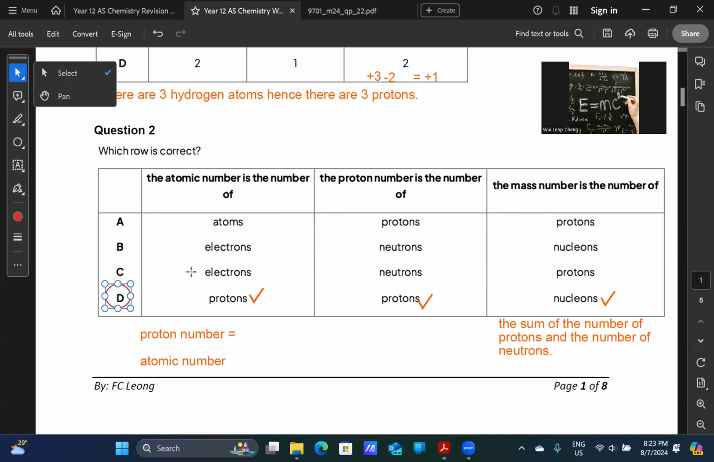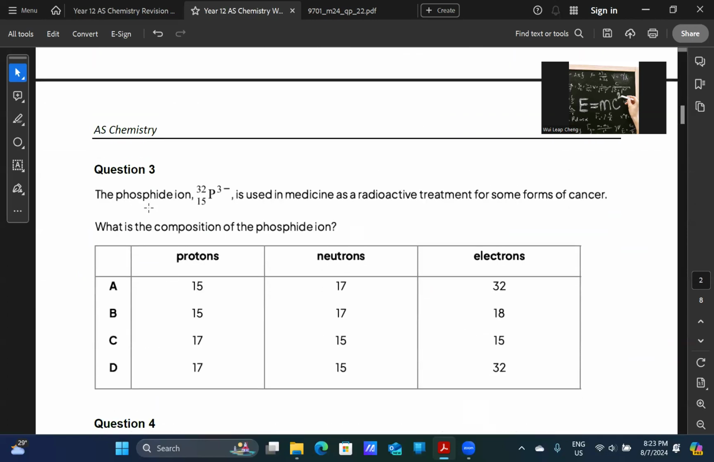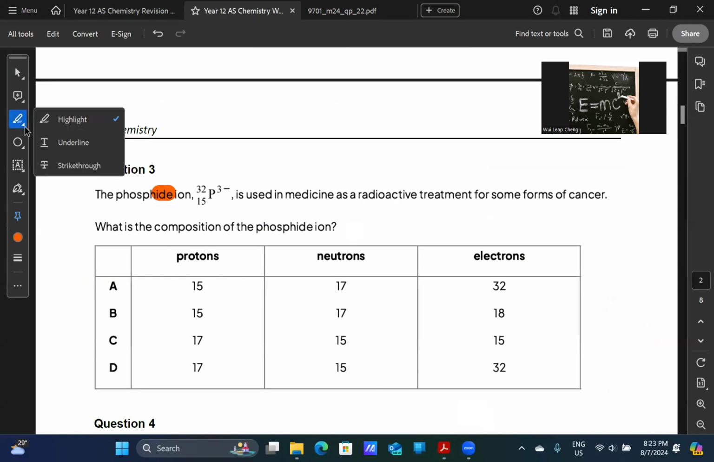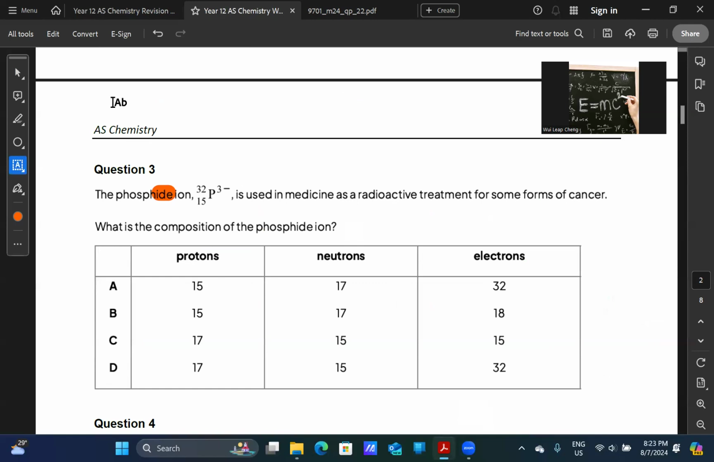Well, we move to the next question. The phosphide, okay. I have to tell you the difference between phosphate and phosphide. This is only to remind some of you who are still confused between the two words. Phosphate ions and phosphide ions.